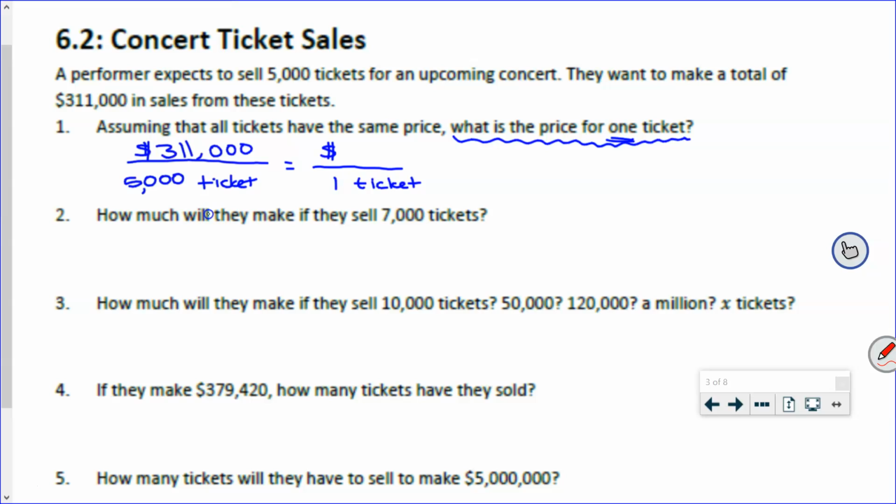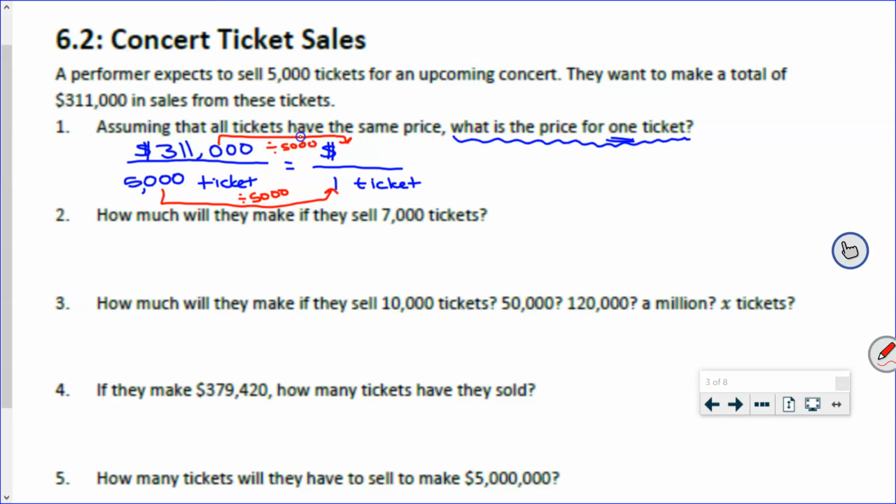This is our unit rate process. We want to now ask, okay, how does a 5,000 change into a 1? That's easy. We divide by 5,000. So what am I doing up here? That 311,000 is also going to need to be divided by 5,000 to keep these ratios equivalent. Good thing we have calculators.